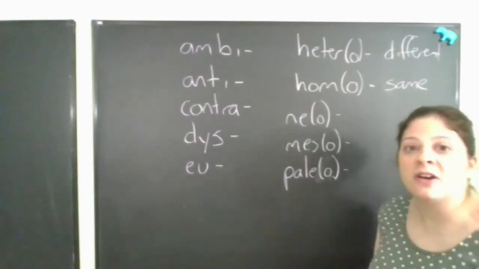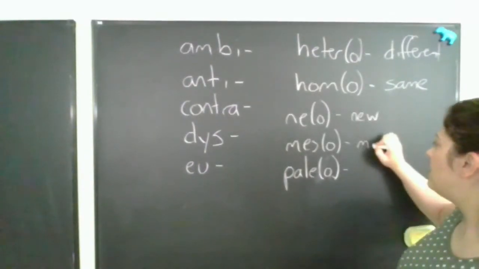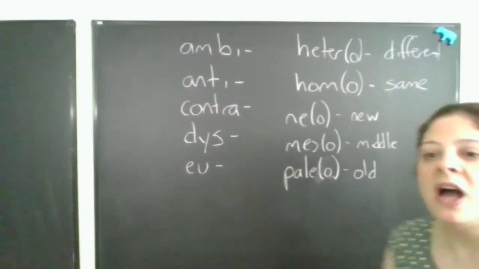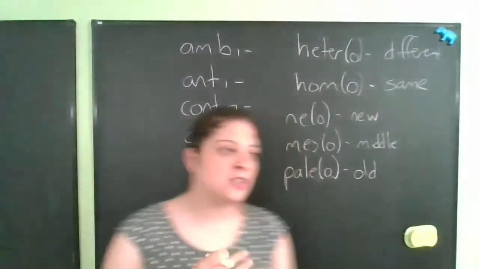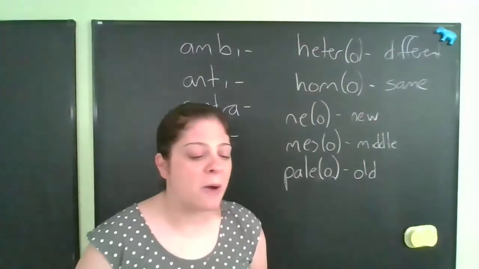But neo here is new. Meso is middle. And paleo is old. And we use these prefixes often to describe time, but not necessarily. Meso can also have a spatial sense of middle as well.